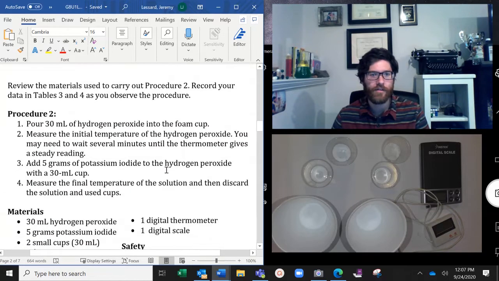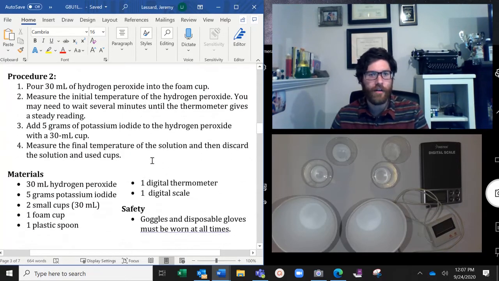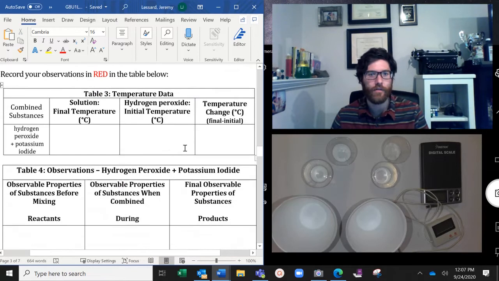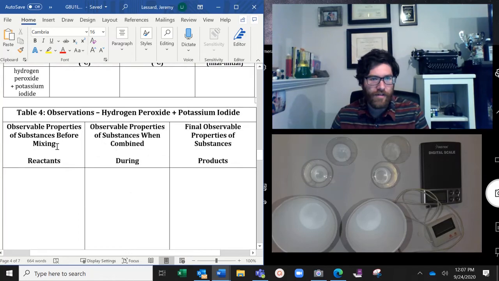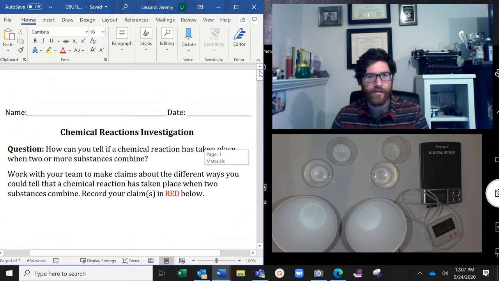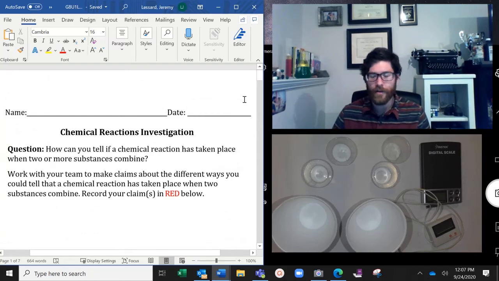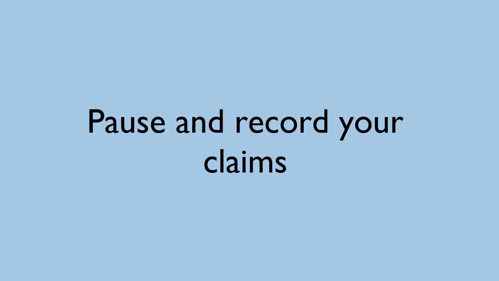And like I said, we're going to do this twice, once with baking soda and vinegar, and once with potassium iodide and hydrogen peroxide. Same process, we're going to take the temperature before, during, and after. We're going to observe the properties before, during, and after, and we're going to determine if a chemical reaction has occurred. Okay, so I hope that was helpful in writing your claims.